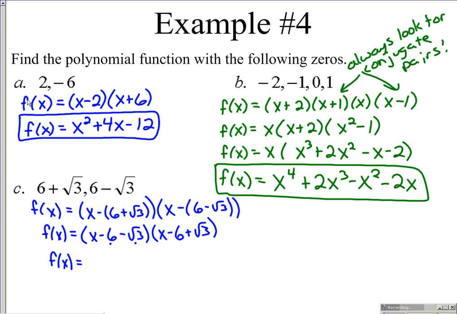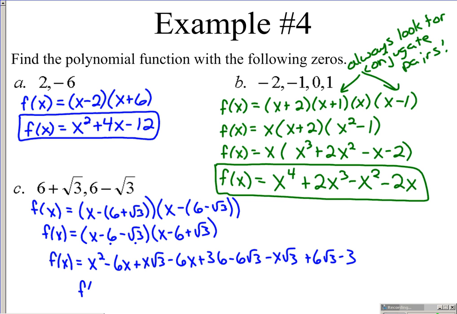Take x, distribute it through, we get x squared minus 6x plus x root 3. Take negative 6, distribute it through, we get negative 6x plus 36 minus 6 root 3. Take negative root 3, distribute it through. We get negative x root 3 plus 6 root 3 minus 3.